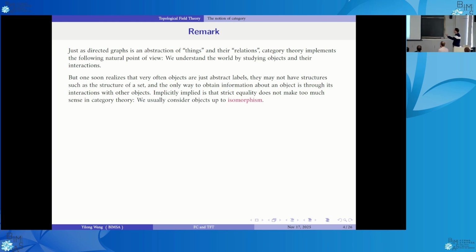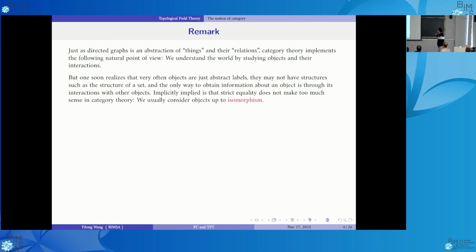Okay, so just like directed graphs are abstraction of things and their relations, whenever we want to model something, we sometimes just doodle some graph. Category theory implements this very simple and natural point of view. We understand the world by studying objects and their interactions. But one soon realizes that very often objects are just abstract labels. For example, we have a big polynomial equation, we want to solve it, but we don't know the solution. But we can study the interaction with the solution. That's where Galois theory kicks in, right?